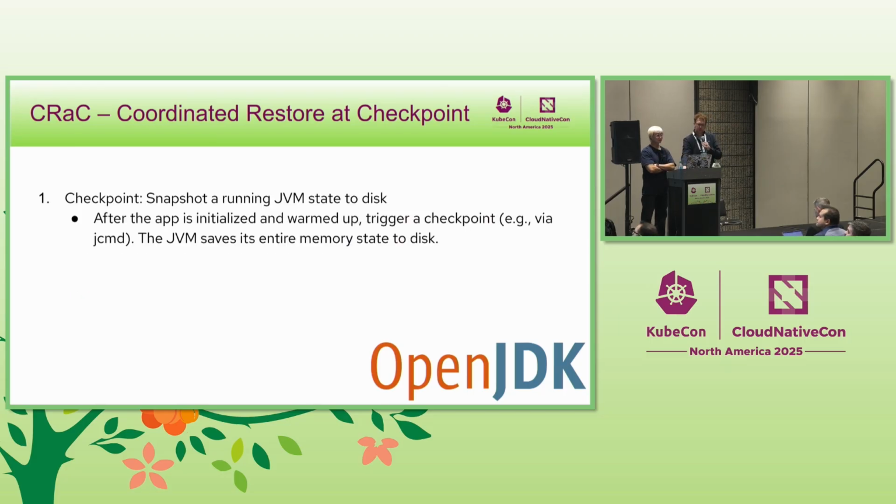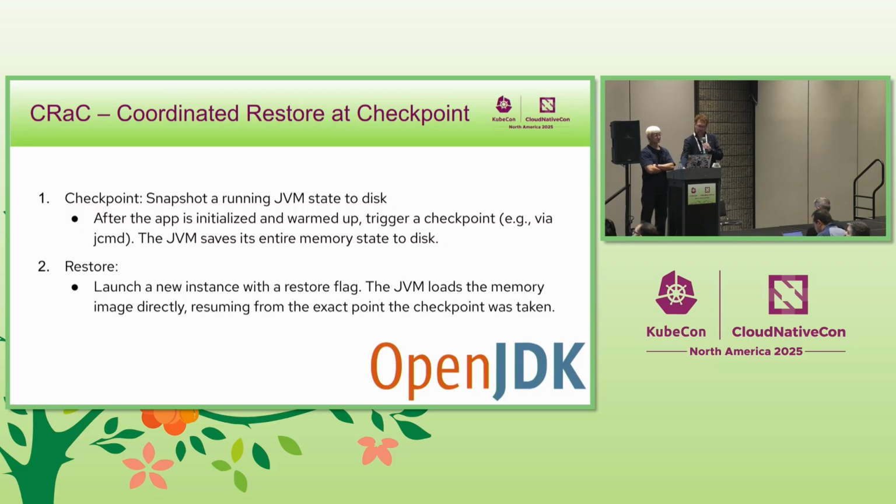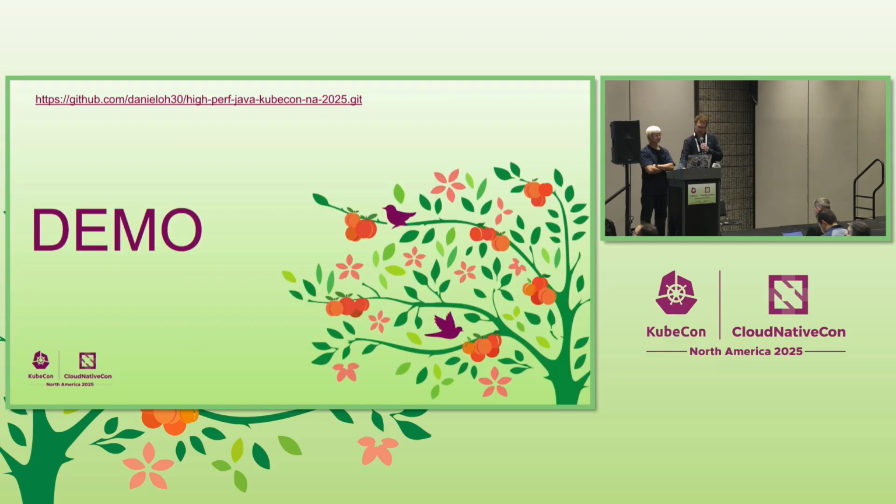So here's a quick example of what that would look like. First, you'd create that checkpoint and snapshot a running JVM to disk. This is going to save its entire memory state to disk. Then you go and restore it. I don't have examples here, but you could look up the parameters. All right, it was really boring to keep looking at the slide, so let's go into the demo.